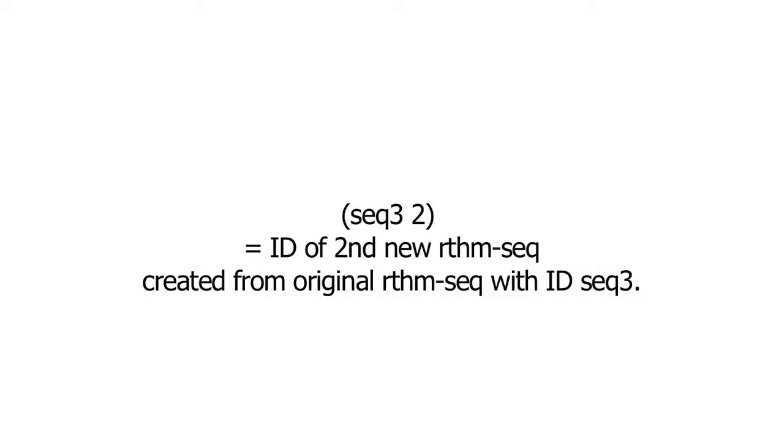And the reference seek 3 2 would reference the second new rhythm sequence from the original rhythm seek with ID seek 3, because remember, we can use symbols or strings as IDs for any of our rhythm sequences or sets.